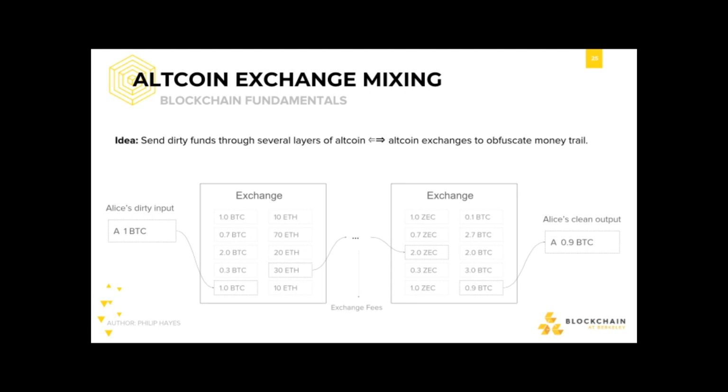So we talked about centralized mixers. Let's talk a little bit about altcoin exchange mixers. The idea here is you send your money in Bitcoin through, say, different altcoins. So I use an exchange and change my Bitcoin to Ethereum, and then change my Ethereum to Dash, and then change my Dash to Monero or ZCASH, and then all the way from ZCASH back to Ethereum. Well, that seems like a pretty solid idea.